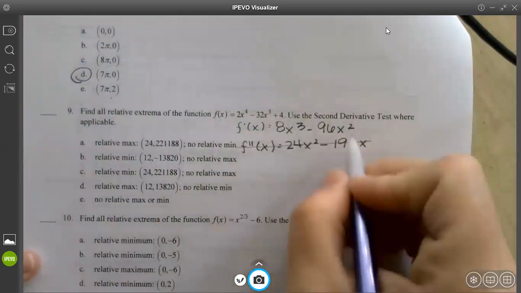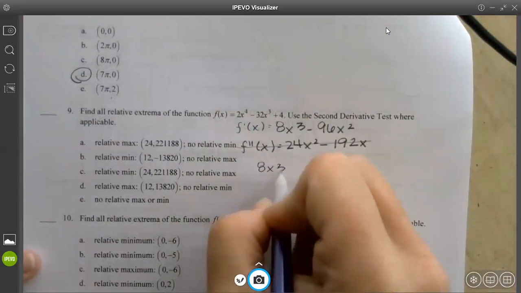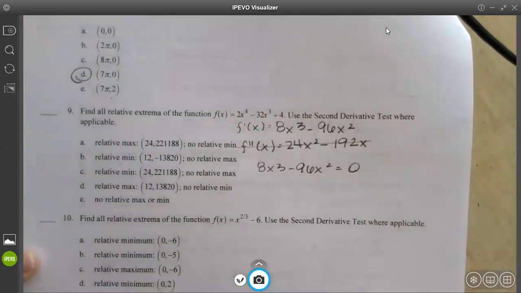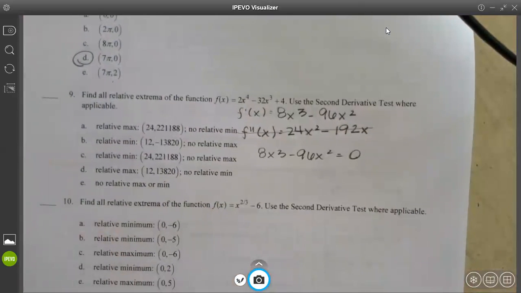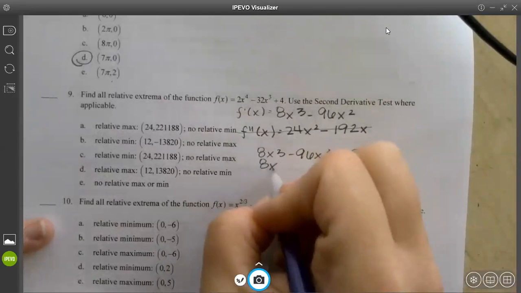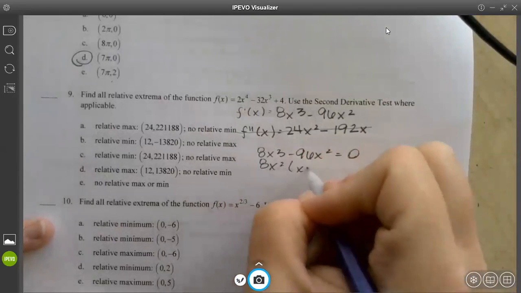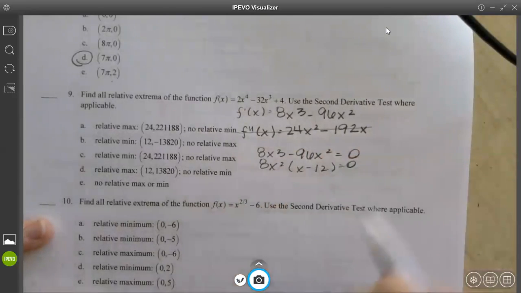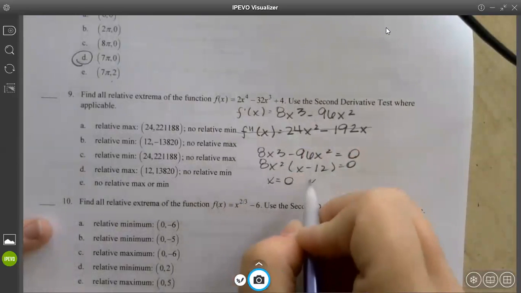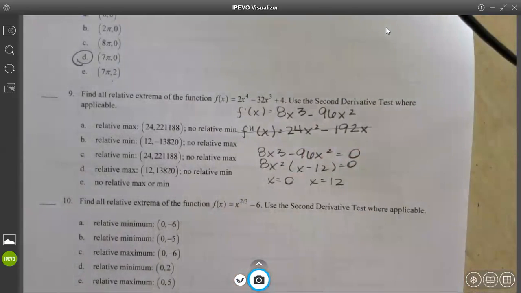All right, so we're going to look at this very first one. We're going to set it equal to 0. What do they both have in common? Which leaves x minus 12. So what are your two critical numbers? 0 and 12.